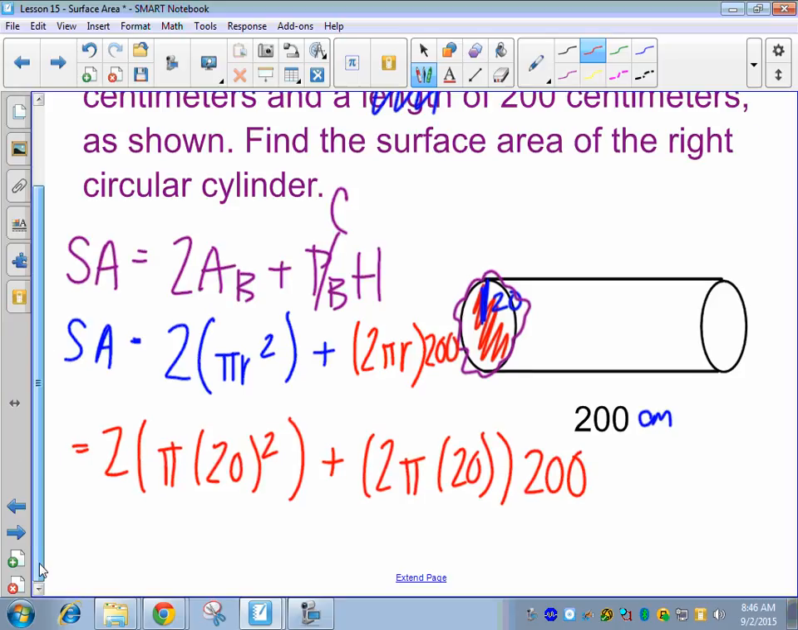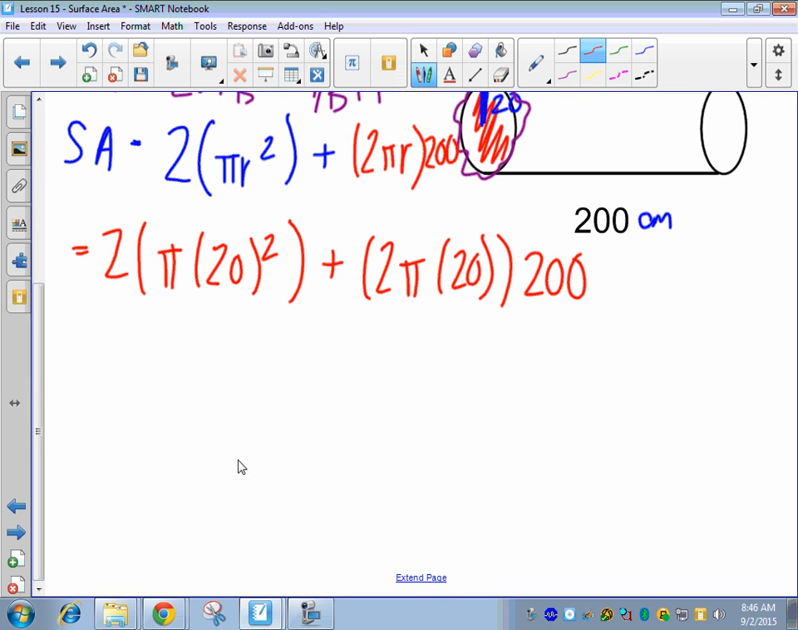So I'm going to carry it through, and we're going to do the pi answer, you guys, because we don't get calculators on our tests. Too bad, so sad, so we have to leave our answers in pi form. So we're going to go through and calculate this one out. So we're going to have 2 times pi. What's 20 squared? 400. Perfect. Pi times 400 plus 2 times pi times 20.